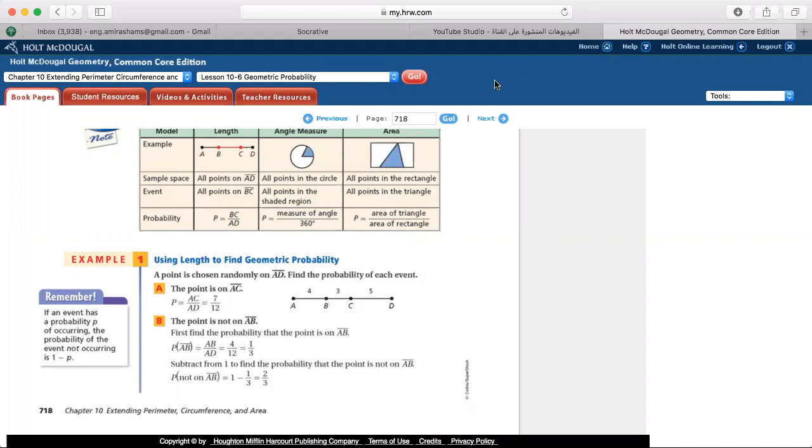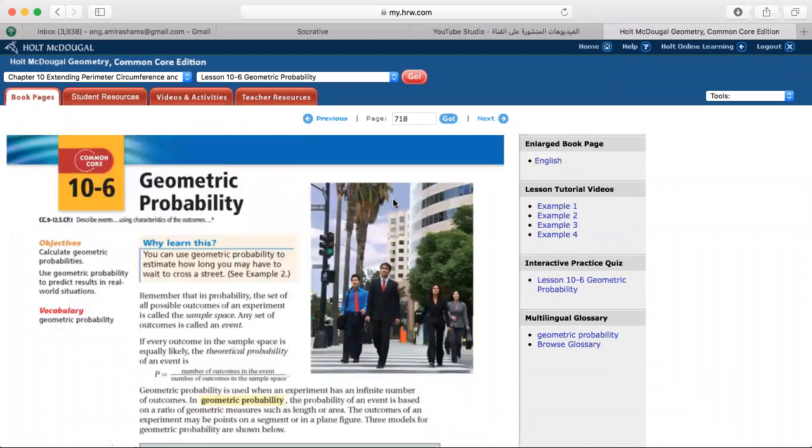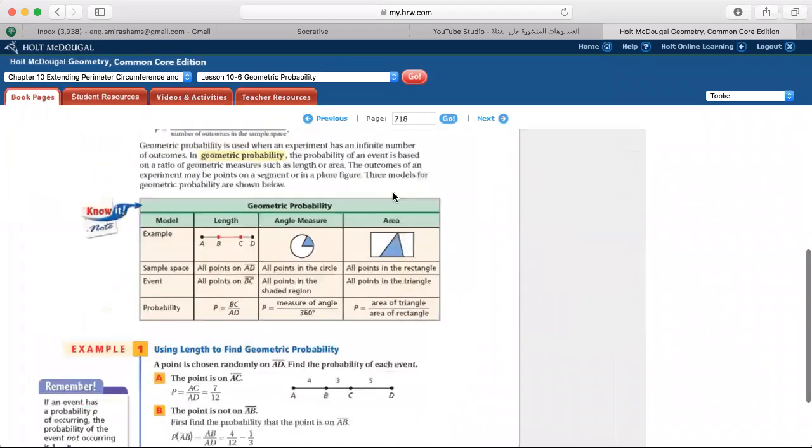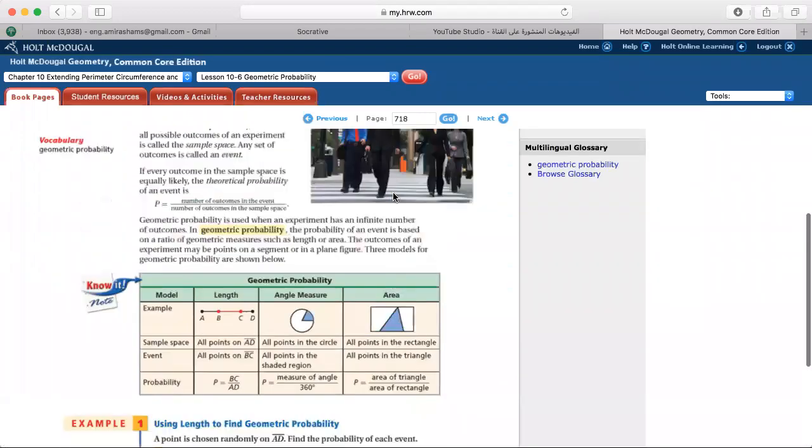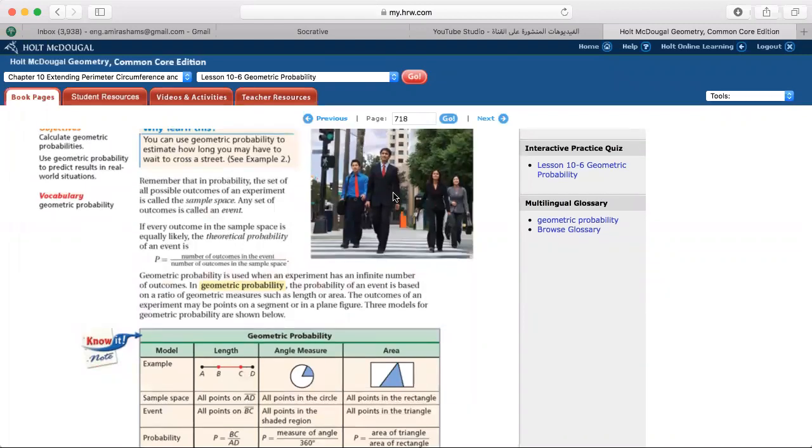We're going to continue revising geometry, chapter 10, lesson 6, geometric probability. I will give you a quick look at the lesson before we start to answer. Geometric probability: the probability of an event is based on a ratio of geometric measures such as length or area.